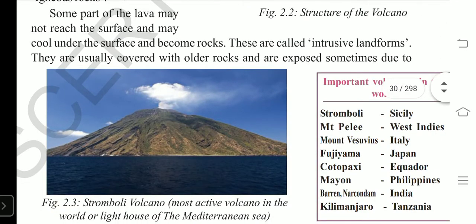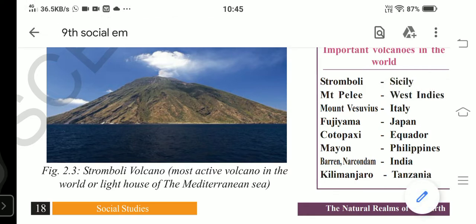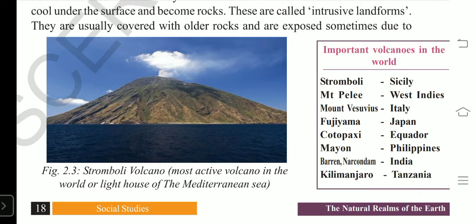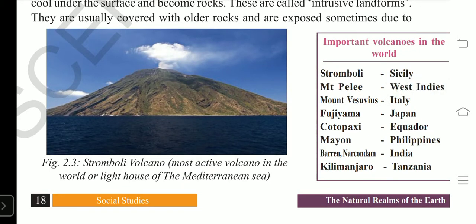Look at this, my dear students. Figure 2.3 is the Stromboli volcano, the most active volcano in the world. It is located in the Mediterranean Sea, right? Always, it is an active volcano. Volcanoes are classified based on their eruption. When a volcano erupts frequently, it is called an active volcano. So Stromboli is an active volcano.